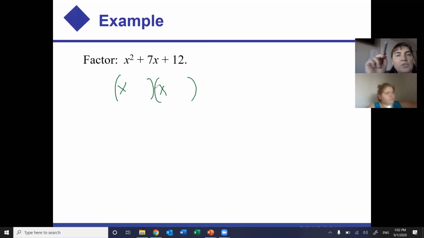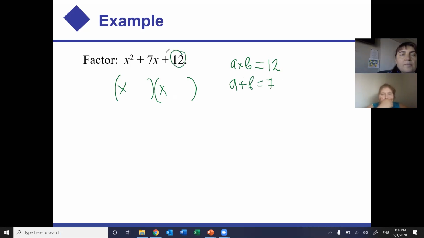Your thought process should be: which two numbers multiplied, let's say A times B, would give you 12, and when you add them together would give you 7? See this? 12 and 7.